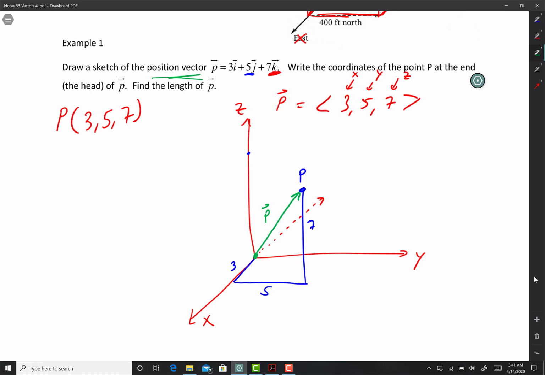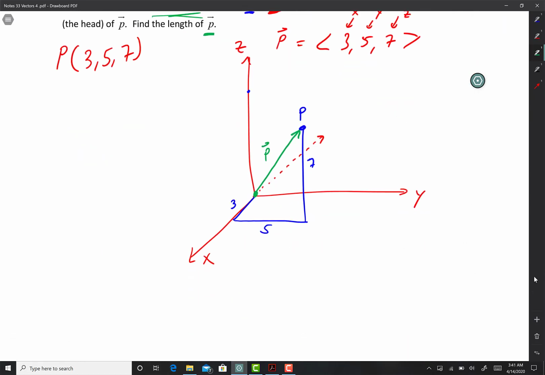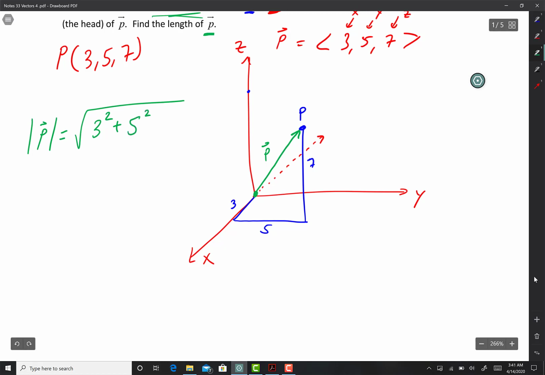Write the coordinates of point P and then find the length of P. Okay, finding the length of P. So this is kind of like a rectangular prism, just like I told you over here. I'm not going to draw that anymore. I'm just going to go ahead and find that out real quick. So the length of P is nothing more than the square root of the difference in x's, which is 3, so 3 squared, plus the difference in y's, which is 5, so 5 squared, plus the difference in z's, which is 7.